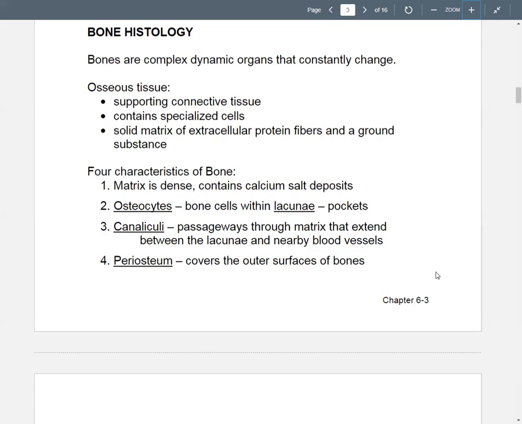You have osteocytes. Remember, cyte means cell, osteo means bone. And they are within what we call lacunae. Lacunae is a fancy word for pockets. All right. You also have canaliculi. These are little passageways in the matrix. And they go between the lacunae and blood vessels nearby. You also have periosteum. That's covering your outer surface. Peri is for outer. So it covers the outer surface of your bones.